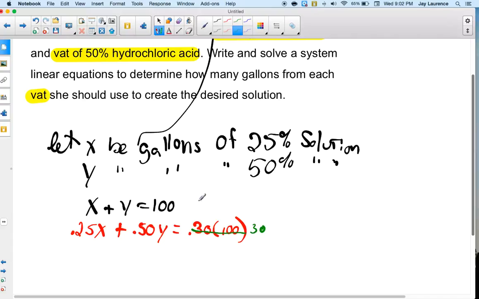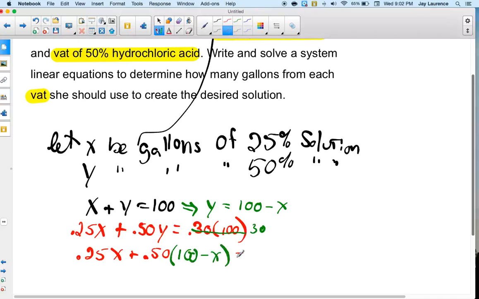So now I'm going to go ahead and do substitution. I love substitution on these. I'm going to do Y equal to 100 minus X. So I'm going to take this equation. I'm going to go 25 hundredths X plus 50 hundredths times the quantity of 100 minus X, and then that is going to have to equal 30.